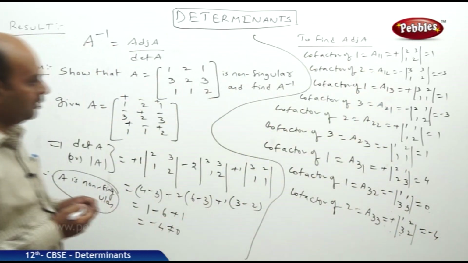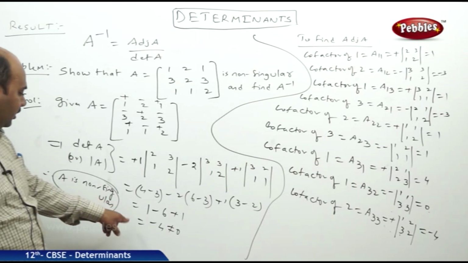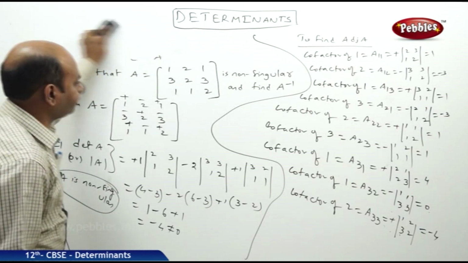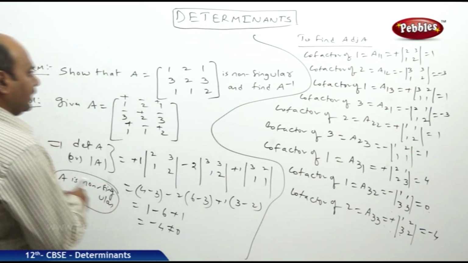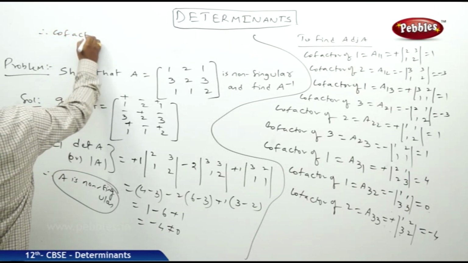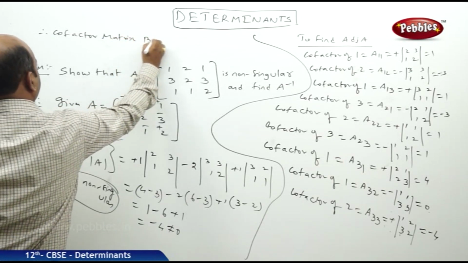So we finished cofactors. As we finished cofactors, we need to write the cofactor matrix. Remember that it is non-singular and its determinant will be minus 4. So what I will be doing is finding the cofactor matrix. This one I am erasing. That cofactor matrix I will call B.